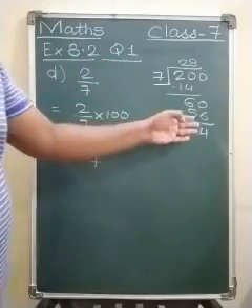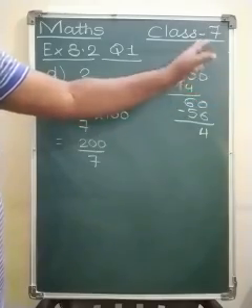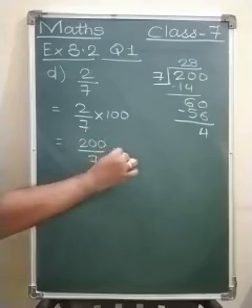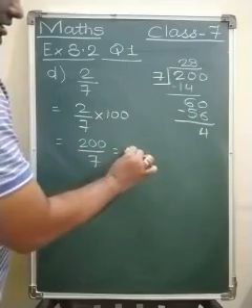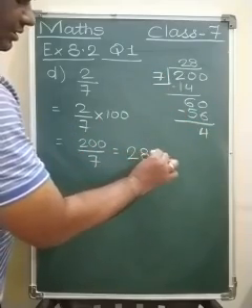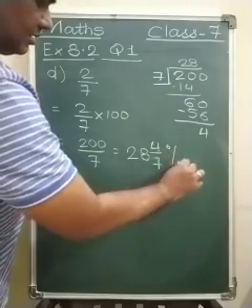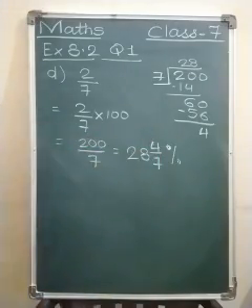So either you can go further with decimal, put a 0 here, give a decimal point, up to 2 places you can find out, or you can simply write the answer in mixed fraction form. Quotient remainder upon divisor, quotient remainder upon divisor percent. Okay, 28 4 upon 7%.